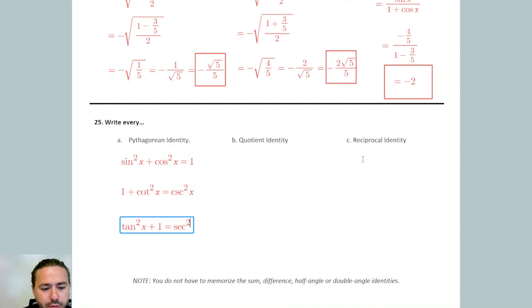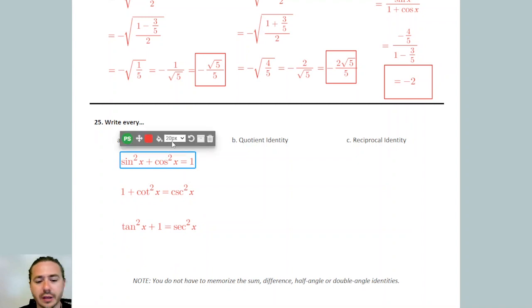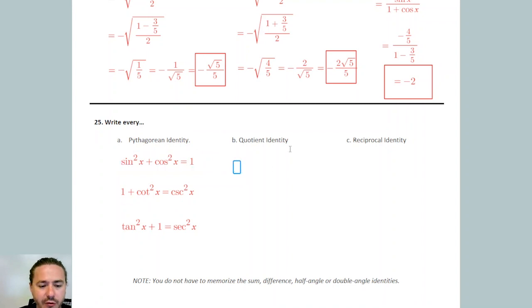So these are the three key Pythagorean identities. But these two really are just modifications of the main one. So just make sure you know this one and you can get the rest. For the quotient identities, those are for tangent and cotangent. Tangent of x equals sine over cosine. And cotangent of x equals cosine over sine.